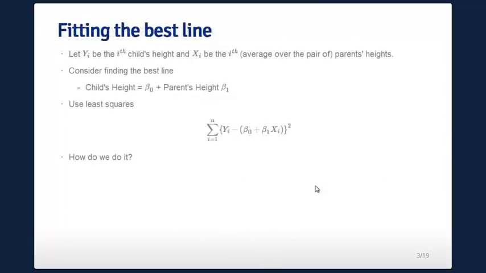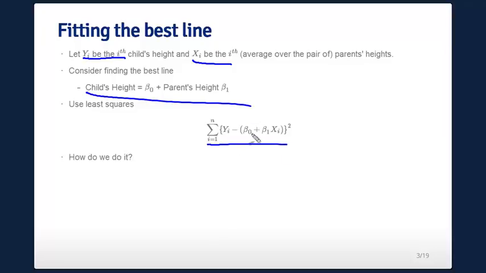So let yi be the ith child's height and xi be the ith parent's height, which is the average with the correction that we talked about previously. We'd like to use parent's height to predict children's height, and we're going to try and do it with a line. Child's height is beta naught plus parent's height times beta 1. And to find that line, why don't we use so-called least squares?